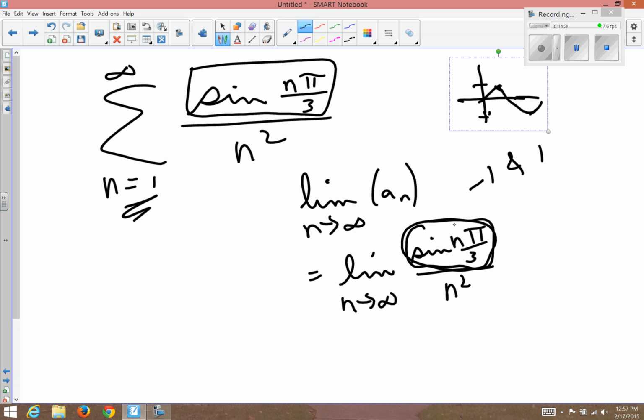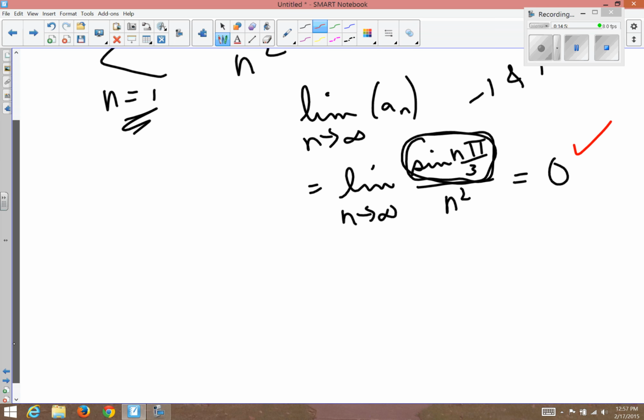So if we have a number up here that's always fluctuating somewhere between -1 and 1, and we're dividing by infinity squared, any number no more than 1 divided by a huge number will be 0. So there's your second condition for the alternating series test. The limit of the nth term as n approaches infinity is 0, like it's supposed to be.